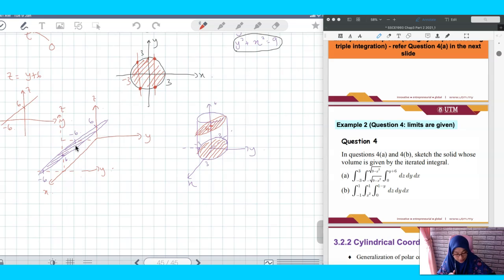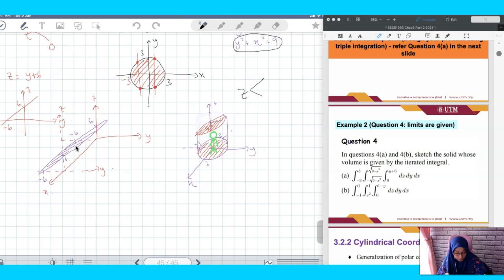Okay, so meaning that your solid is actually only that one. We don't have this. Okay, so that is your solid. So when you are standing in that solid, you can see that you can verify whether your answer is correct or not.